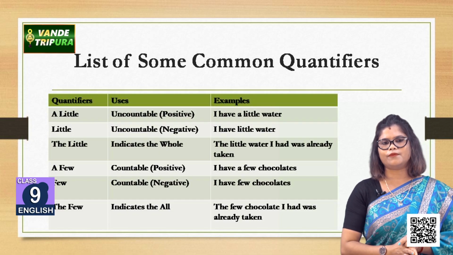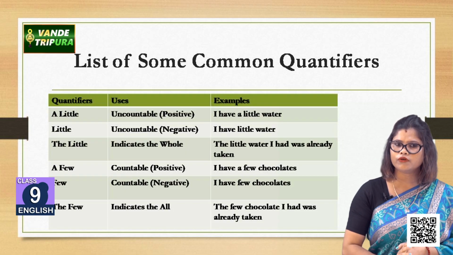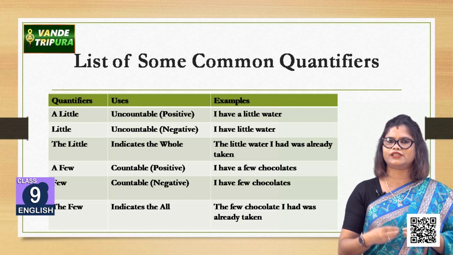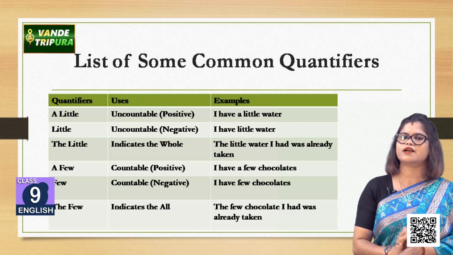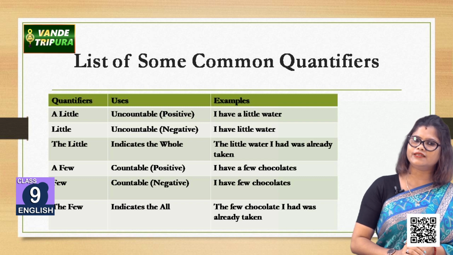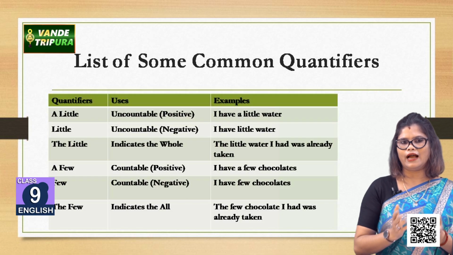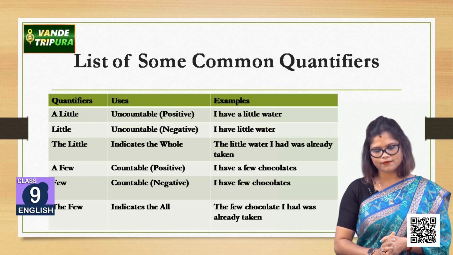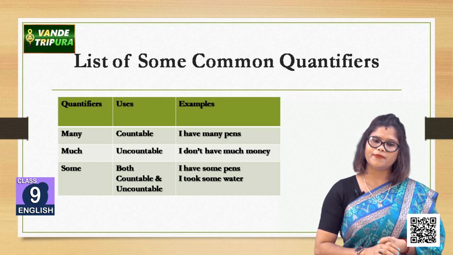Similarly আমরা যেটা আগে করেছিলাম the little এর সময়, whatever I have, if I mean to say the whole quantity, then I use the few or the little. So the few chocolates I had were already taken, যেটুকু আমার কাছে ছিল, সবগুলি আমি খেয়ে নিয়েছি বা কাউকে দিয়ে দিয়েছি। সো আমি পুরো কোয়ান্টিটিটাকে মিন করতে the few ইউজ করছি, ক্লিয়ার। So a little gives us the positive sense, little gives us the negative sense, a few gives us the positive sense, few gives us the negative sense, and the little and the few actually tell us about the whole thing, clear?